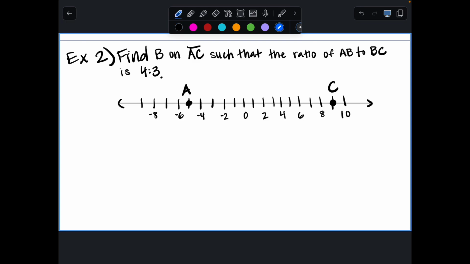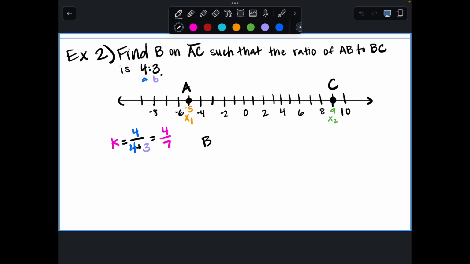Okay, so again, first thing we need to do is find K. We have A and B, and then our x1 is -5, and x2 is 9. K is A over A plus B. And let's find B.